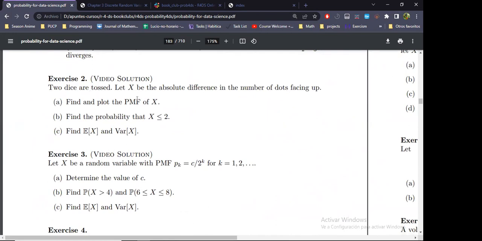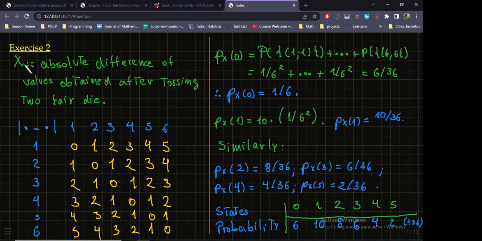Then let X be the absolute difference in the number of dots facing up. I will denote such a random variable. In this kind of matrix, I model in this column the possible values from one die, and in this row the possible values for the other die. In the actual entries of the table, I'm simply computing the absolute difference between such values. So these would be the possible outcomes.